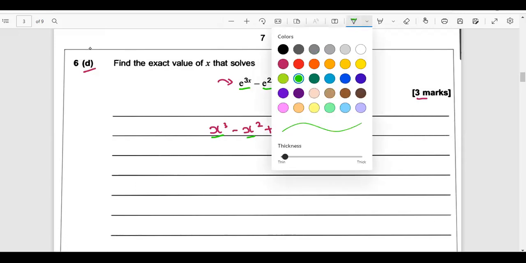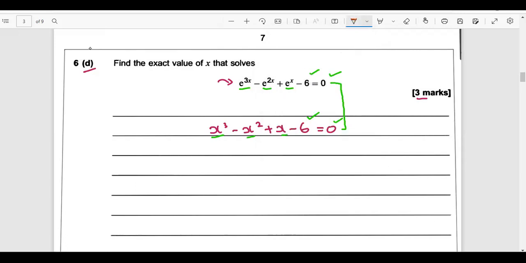What if I claim that x is equal to e to the power x? Okay, so let's try writing down this equation again. Since x is equal to e to the power x, it would become e to the power x, cubed, minus e to the power x, squared, plus e to the power x minus x equals 0.